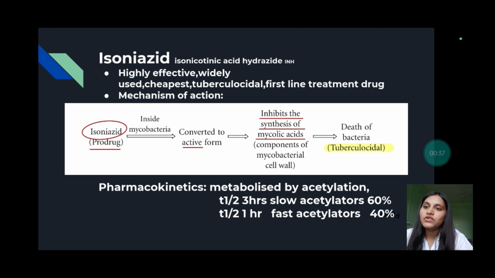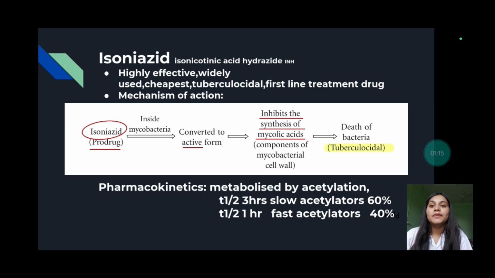Mechanism of action. Isoniazid is a prodrug which, when it enters the mycobacteria, converts into an active form by catalase peroxidase enzyme and inhibits the synthesis of mycolic acid. INH has primarily two sites of action, which are the InhA and KatG genes, which are the two products involved in the synthesis of mycolic acid in the mycobacterium cell wall. So when INH acts upon these two target sites, the death of bacteria occurs as it inhibits the cell wall synthesis.